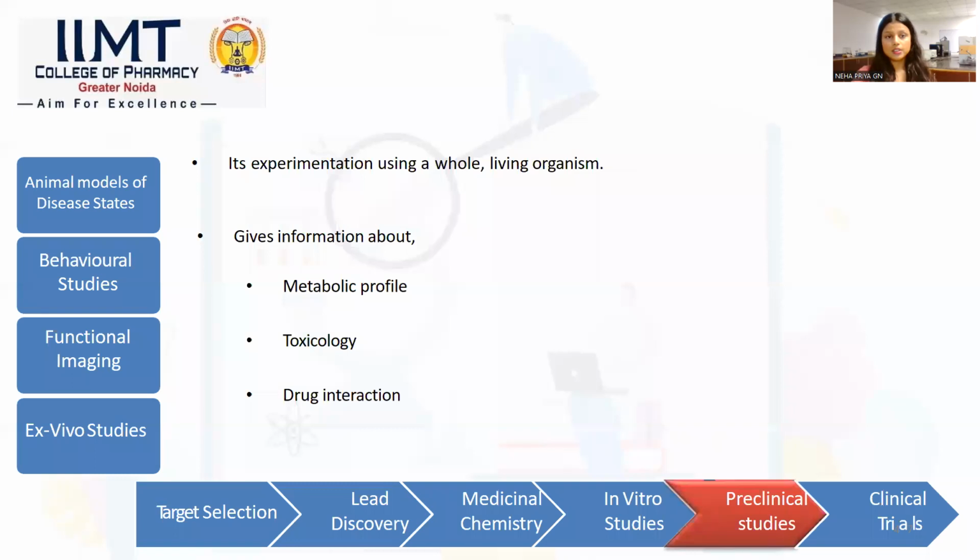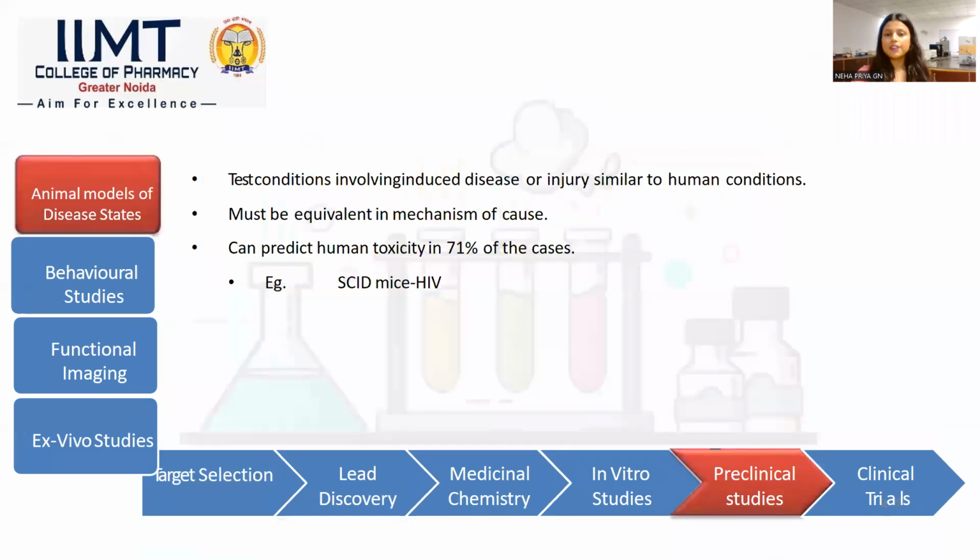Then what we do in this is we get the toxicity, drug interaction, whether that drug is interacting or not, the toxicity of the drug, and the metabolic profile of this drug. We get to understand these in the preclinical trials. After understanding the preclinical trials, we can move forward to the clinical trials. But in preclinical trials, there are certain factors that need to be taken care of.